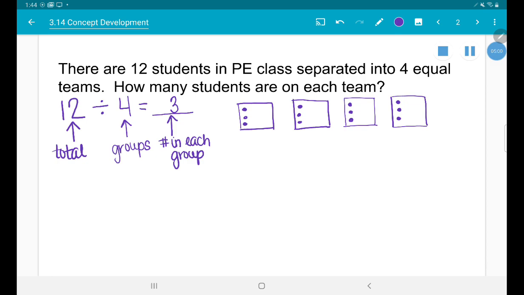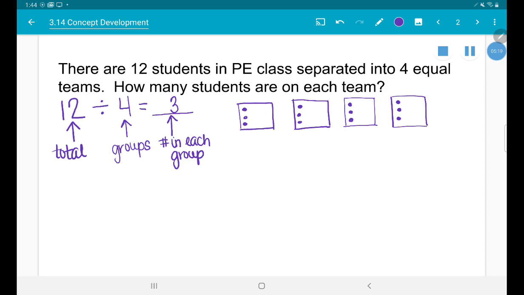And then what's going to come after that to make it an equation? 3. What do we need in between the 4 and the 3? Equals. Division. 12 divided by 4 equals 3. Remember, the total that we have always goes first. So 12 divided by 4 equals 3.